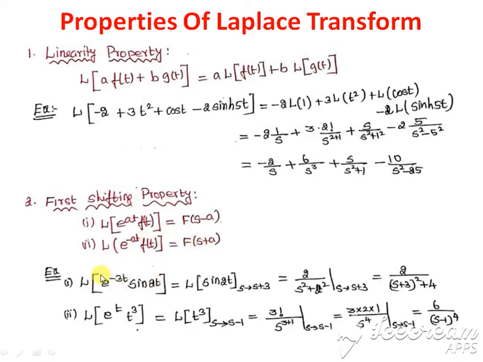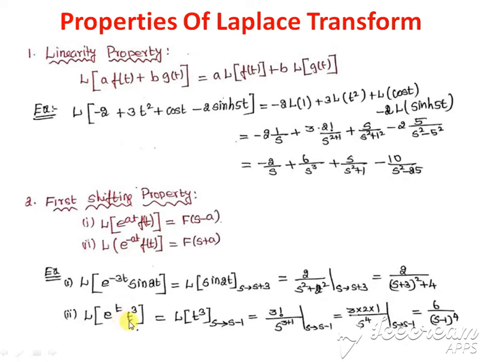Now consider the example, Laplace of e power minus 3t into sin 2t. For this problem, first we have to find the Laplace of sin 2t. In that answer, simply s is replaced by s plus 3. Laplace of sin 2t is 2 by s square plus 2 square, then s is replaced by s plus 3. This is the final answer.